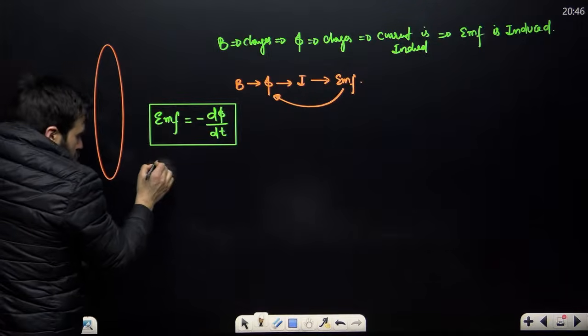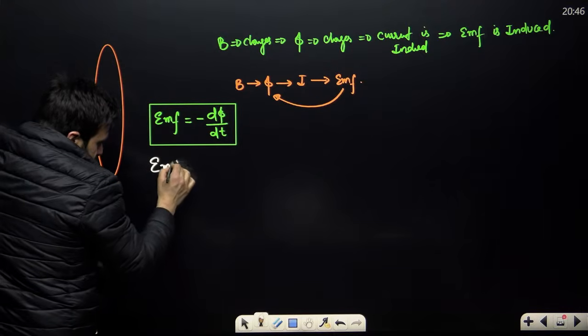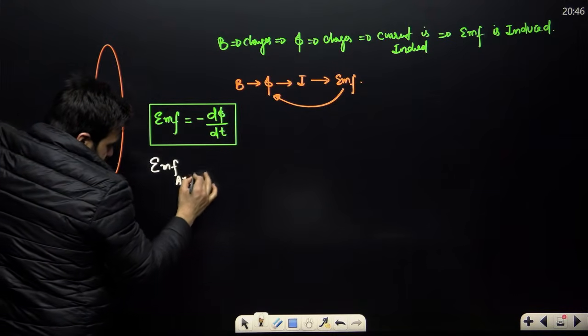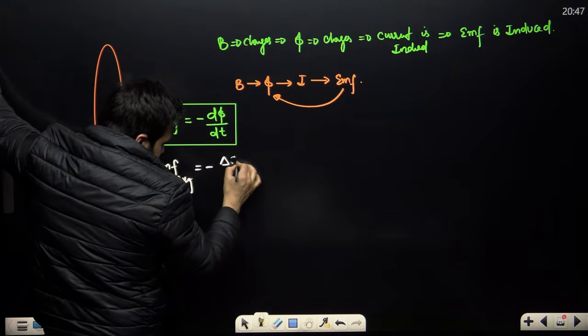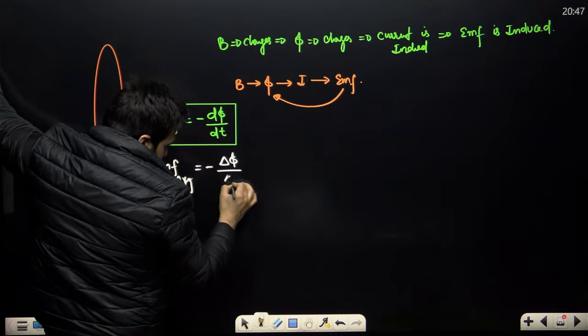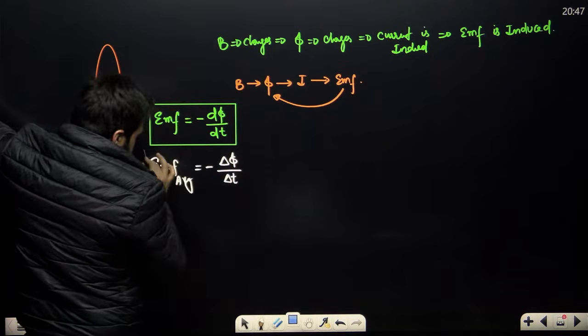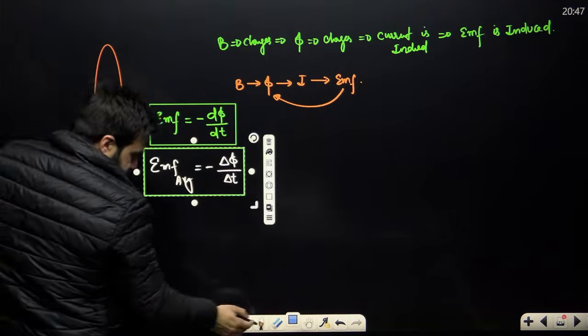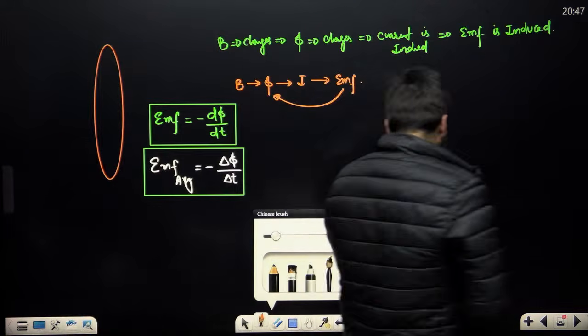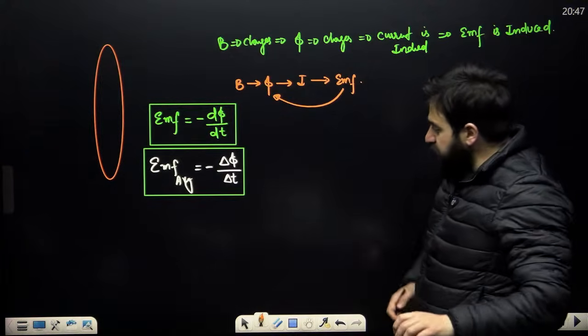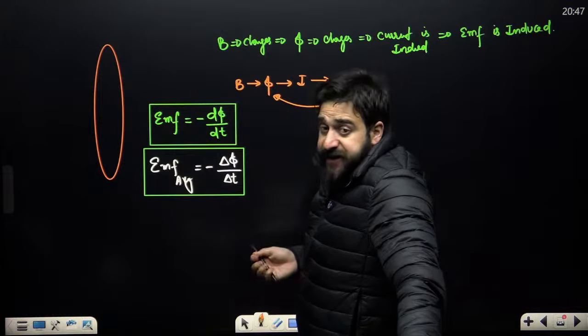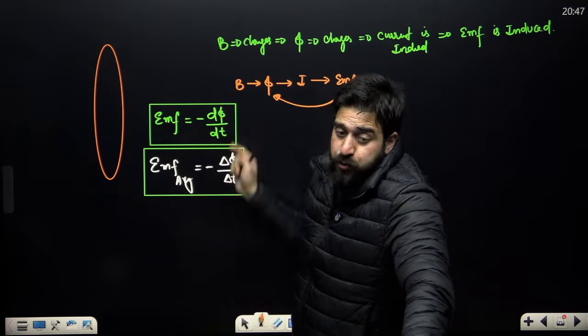What is going to be the average EMF? Sir, the average EMF will be minus delta phi divided by delta t. Sir, what is this delta phi? Delta phi means total change in flux upon total change in time.